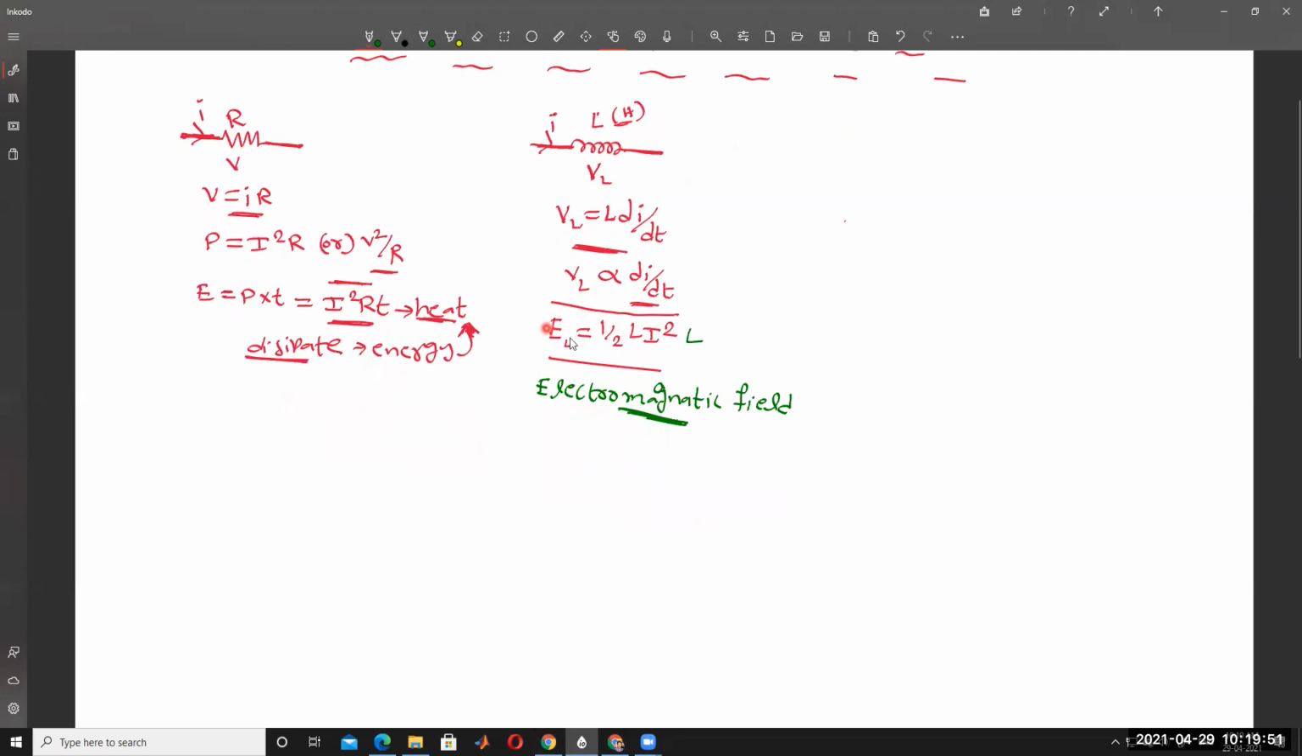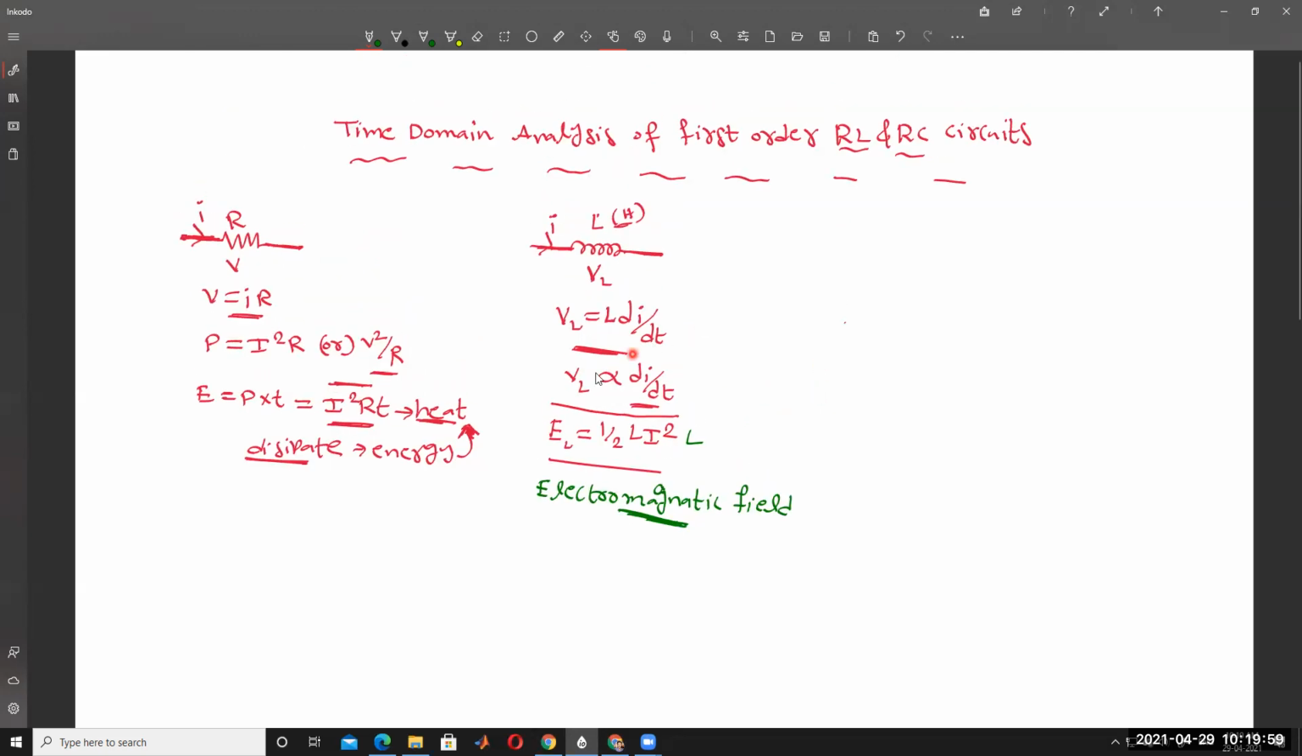The energy stored in the inductor is E_L is equal to half L i square. And the voltage across the inductor V_L is proportional to di by dt, that is, proportional to the change in current. The voltage across the inductor is proportional to the change in current.